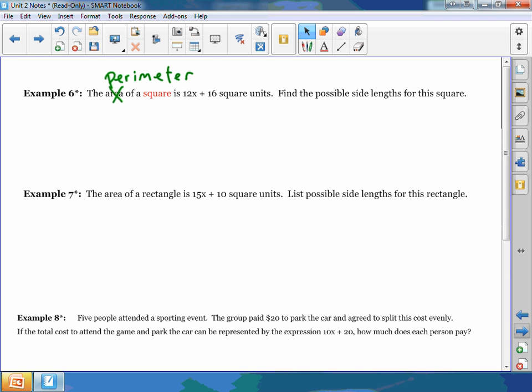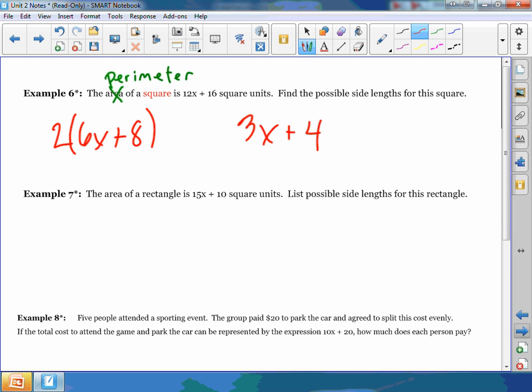What's it going to be? Nick? 3x plus 4, I agree. Why is it just 3x plus 4, Nick? What about 2? Couldn't I have done 2 groups of 6x plus 8? Mathematically, you say, yeah, you could have done that, but why would that not work in this example?